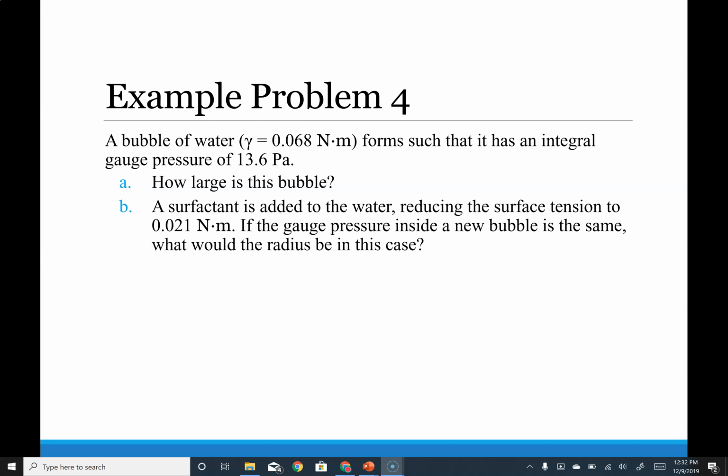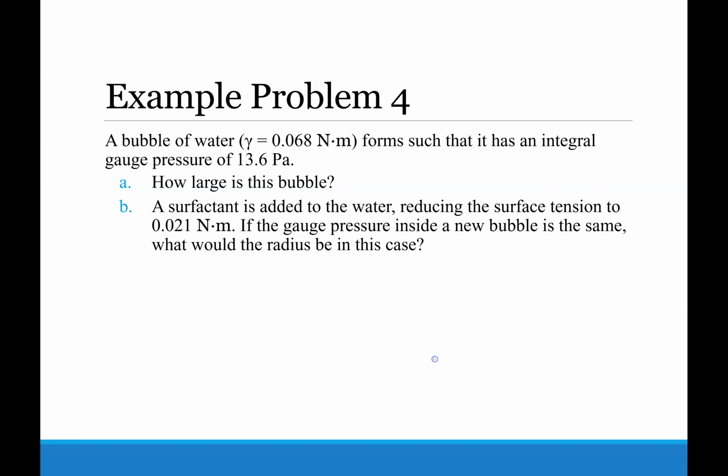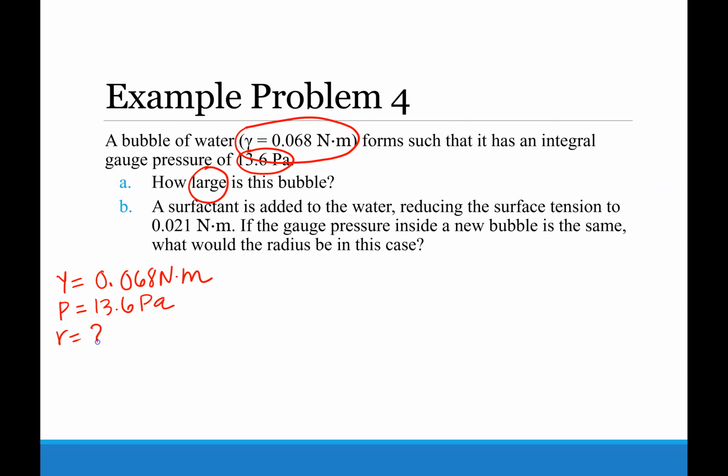Example problem 4 reads, a bubble of water with a surface tension of 0.068 Newton meters forms such that it has an internal gauge pressure of 13.6 pascals. Part A asks us how large is this bubble? So the problem tells us that we have a surface tension of 0.068 Newton meters, that we have a pressure of 13.6 pascals, and we're being asked for the radius of this bubble.